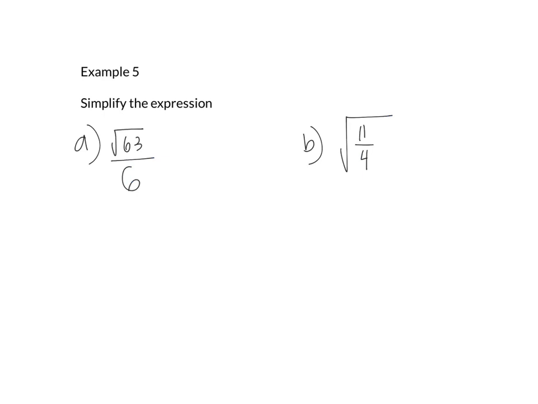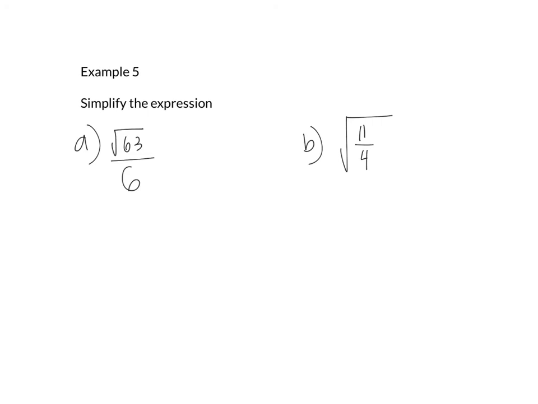Simplifying now with the quotient property. So square root of 63 divided by 6. So I'm actually just going to simplify this numerator. So my radical is only for whatever number is in my numerator. So square root of 63. 63 is not a perfect square, so I'm going to break it up. 63 is divisible by the perfect square 9.